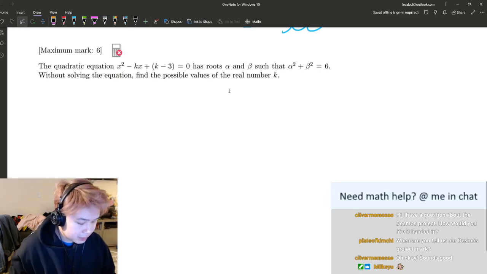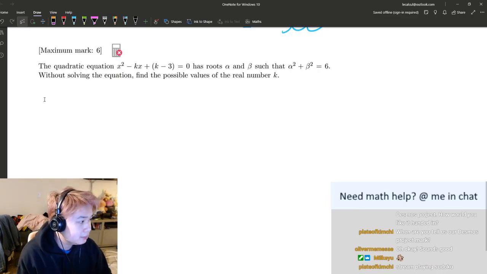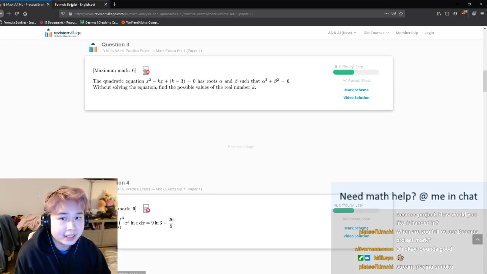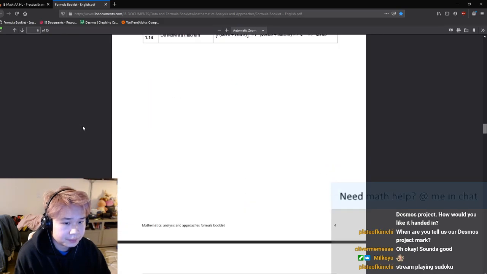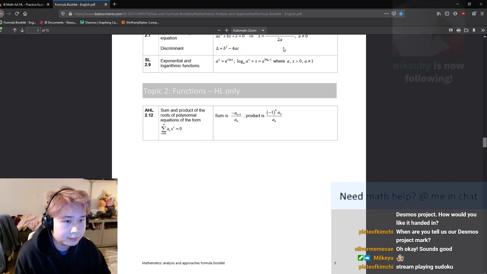Okay, so because this is HL, and because I just taught this to my actual class, this I know right away has to do with Vieta sums. So these 2 formulas right here.